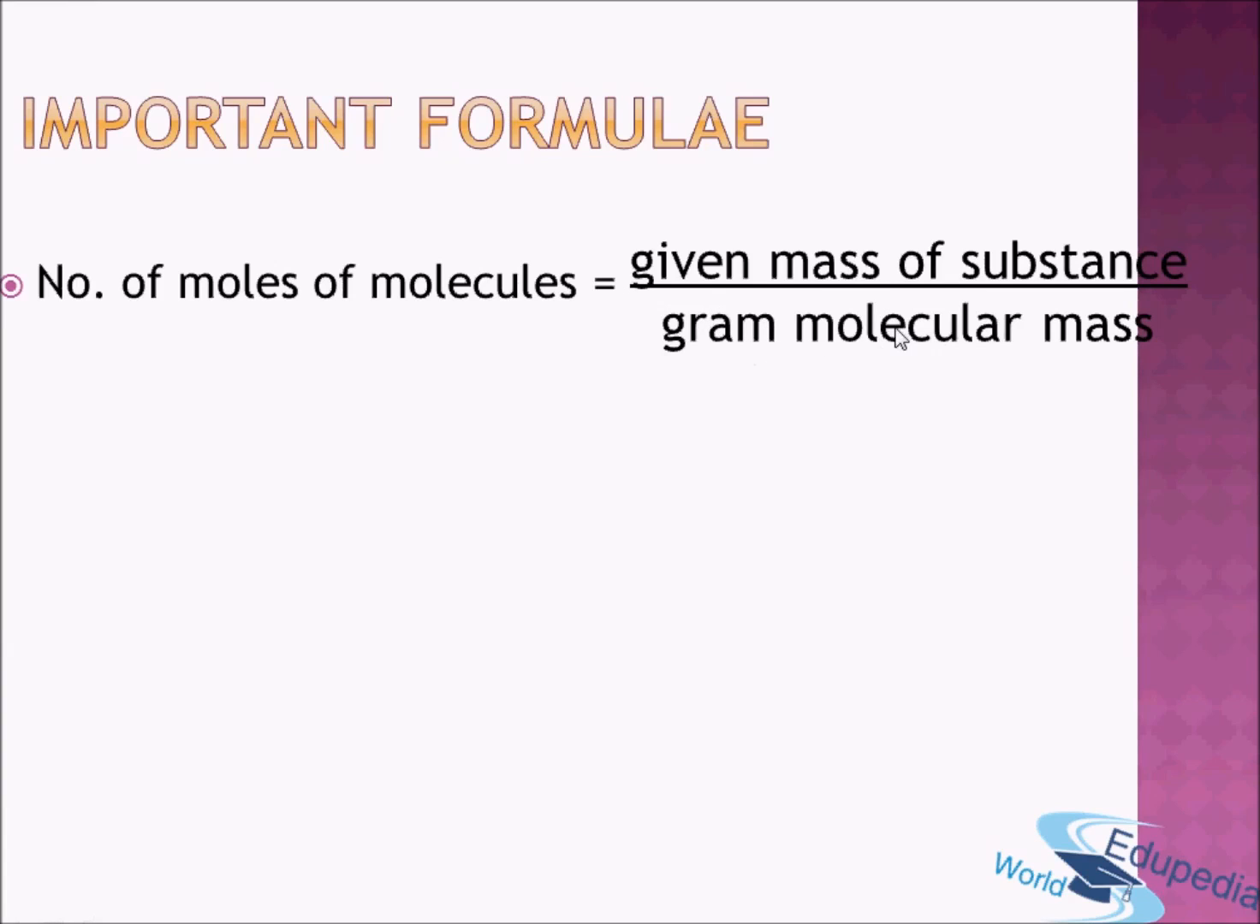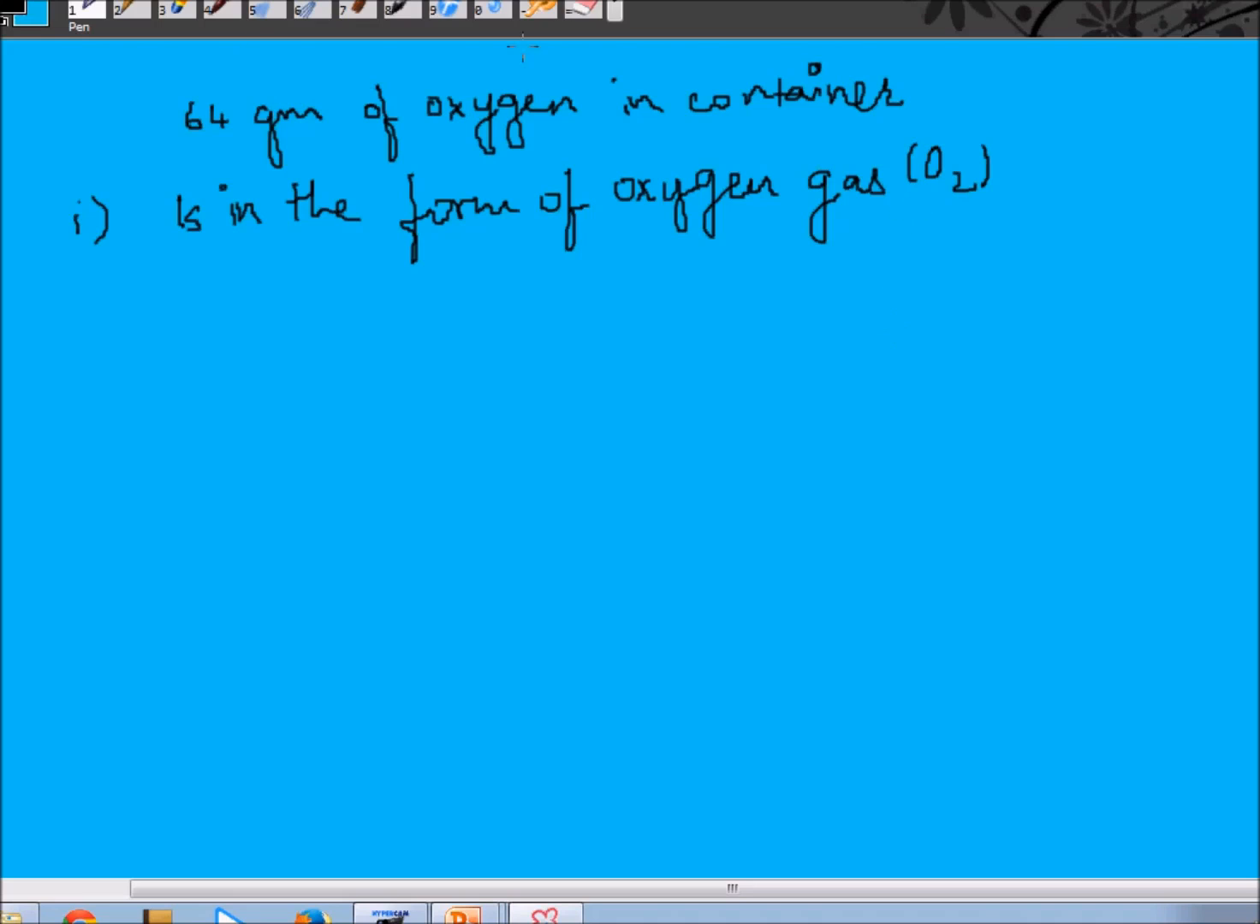The formula is: number of moles of molecules is equal to given mass of substance divided by gram molecular mass. Let's represent it by the letter n, small n. So that is equal to given mass. Now, given mass is the mass given to you in the question, that is 64 gram. So you have 64 gram of oxygen with you. That is the meaning of given mass, the quantity present with you. So 64 gram divided by gram molecular mass.